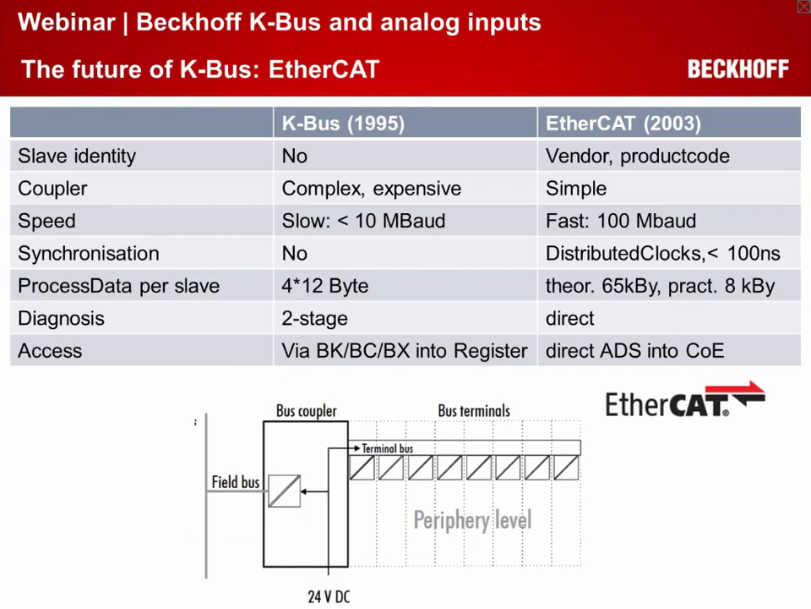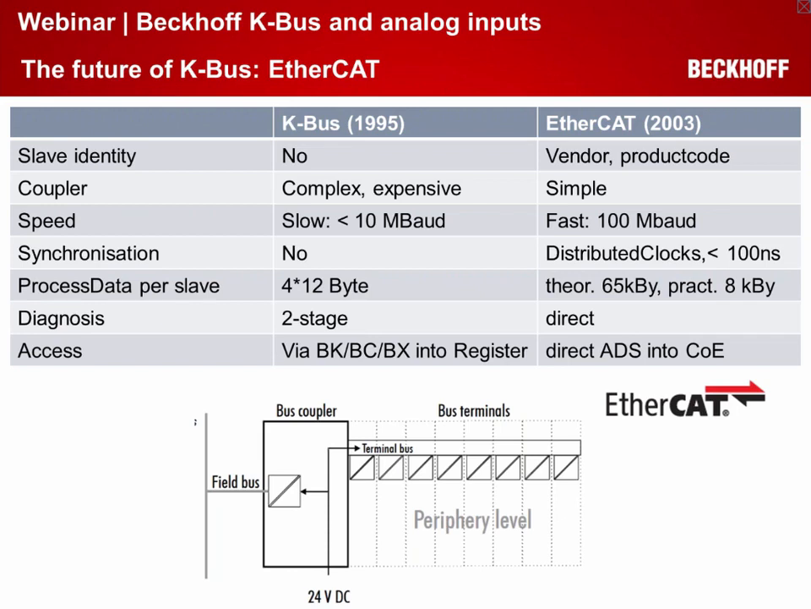So you see the K-bus is a quite old system, from the mid 90s, so it has the features from that time. But you also see in EtherCAT, which Beckhoff invented in 2003, a lot of these features are much more improved than in the K-bus. So we have a very exquisite slave identity inside of the fieldbus. The coupler in EtherCAT is a very simple one. We have a very high speed compared to the K-bus with its slow baud rate.